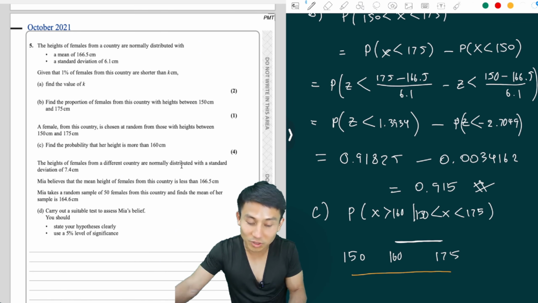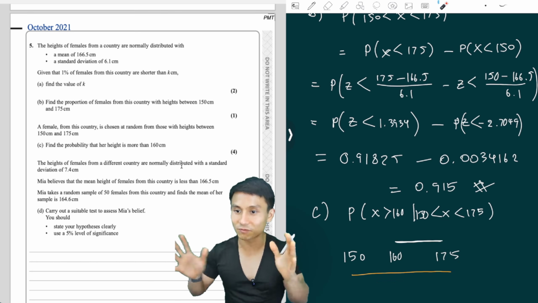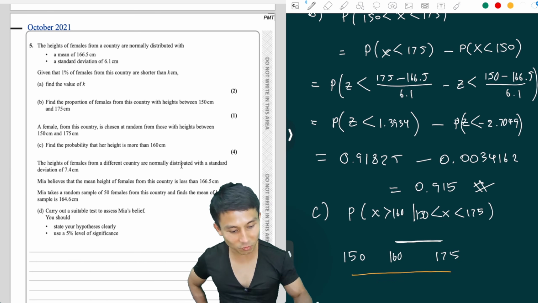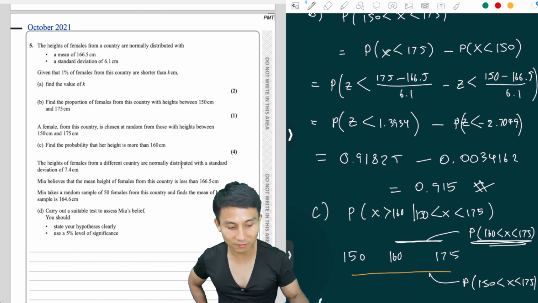But it should also be within or less than 175. Okay, so you are finding this quantity over this quantity, which will give you the probability. So basically we are finding the probability in between 160 and 175, and this is already what we got earlier, right? Yeah, so we just need to find this one.